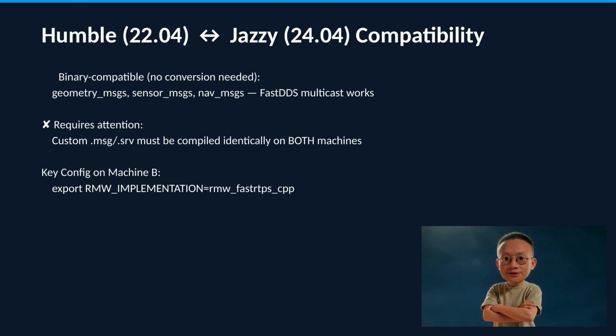Humble and Jazzy cross-version compatibility is solid. Standard messages like geometry messages, sensor messages, and navigation messages are binary compatible. Fast DDS multicast enables direct cross-machine transmission without conversion. The only constraint is that custom message and service definitions must be compiled identically on both machines. On Machine B, you must explicitly set the RMW implementation to FastDDSCPP.